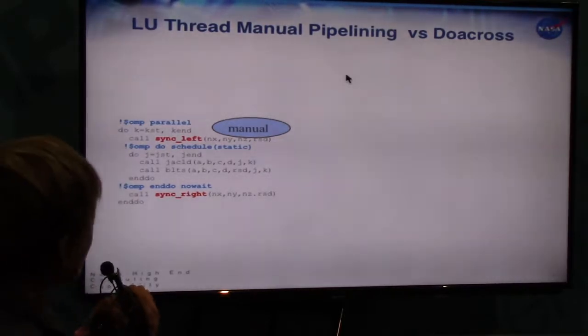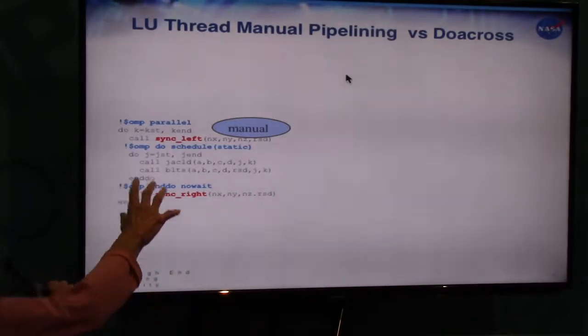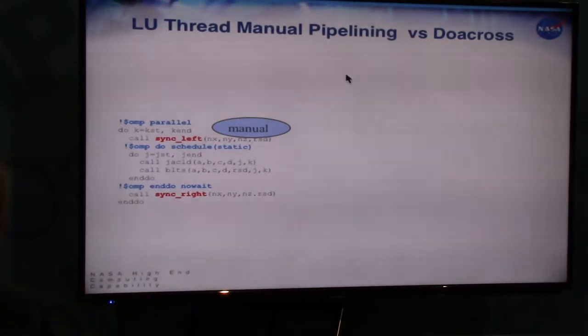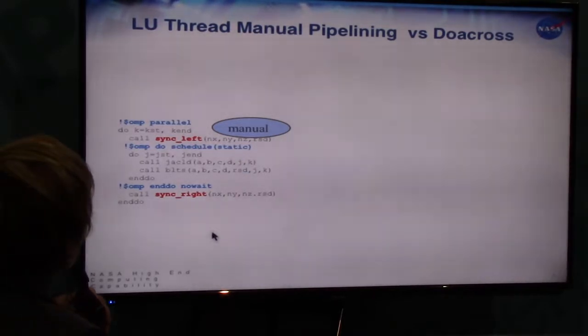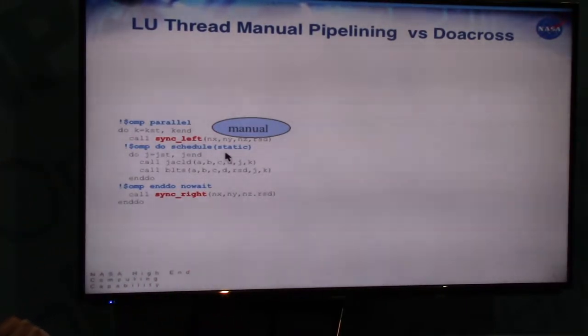For pipelined execution, what you can do is you start all iterations of the K loop in parallel, all at the same time. Then you place your work share on the next innermost loop, which is the J loop in this case. However, before execution of the J loop, you need to synchronize with your left neighbor to make sure the data that you need is ready.